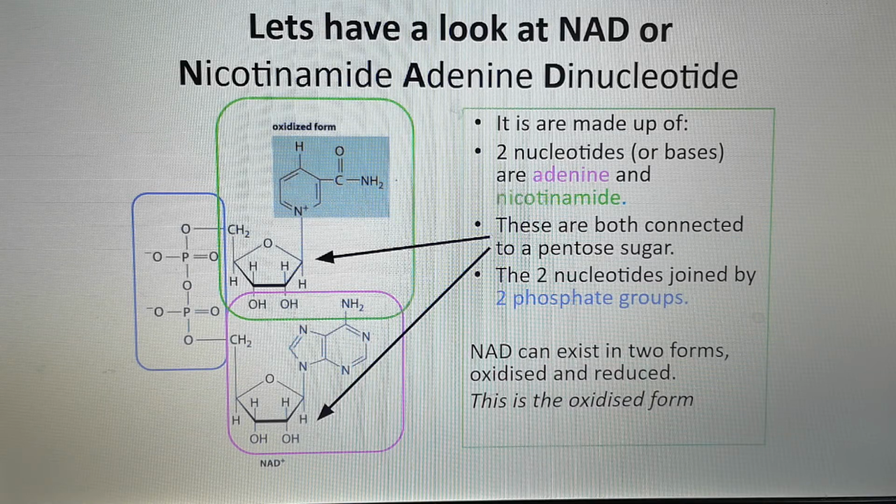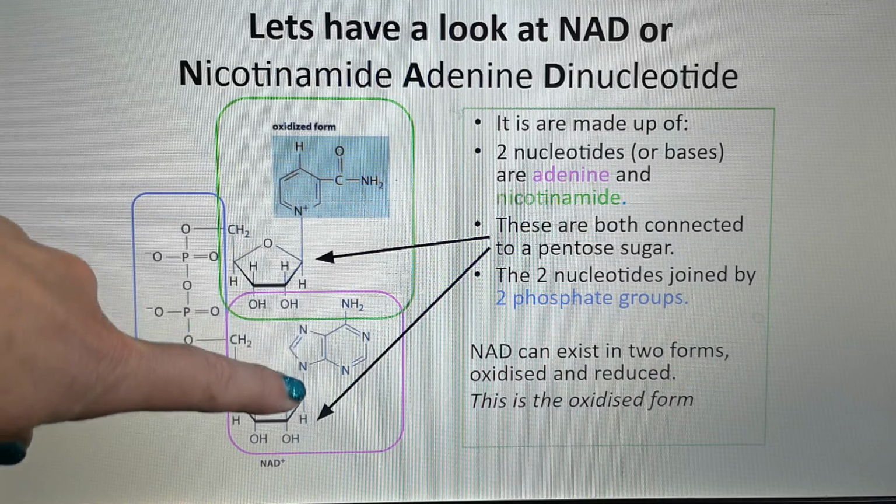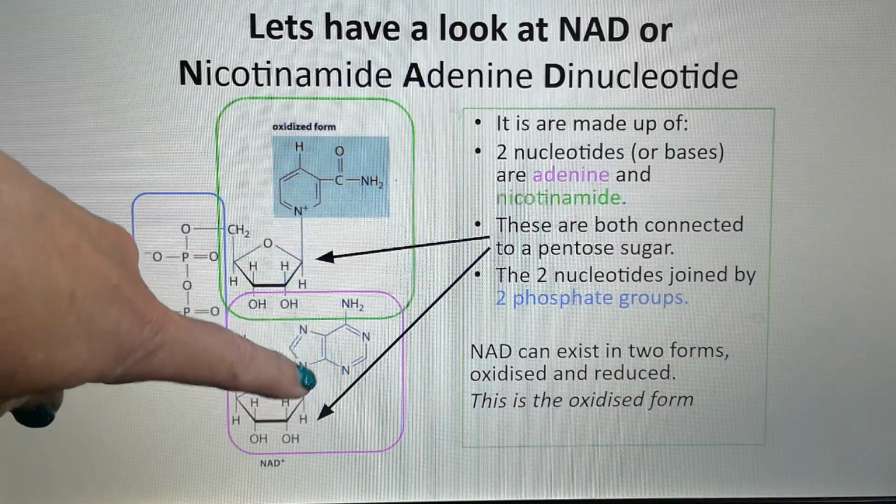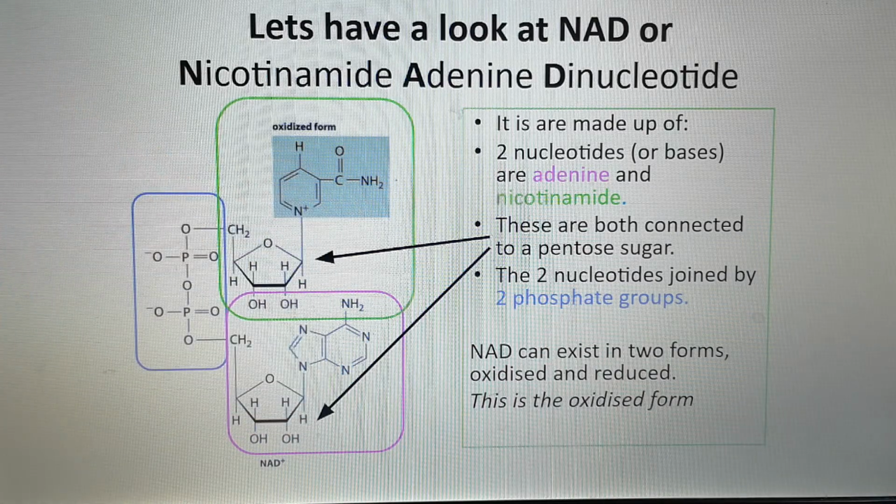Again, you don't need to worry too much about that. It's just for a little bit of background interest. Both of the nucleotides in this molecule are attached to a pentose sugar, as you can see from the arrows that I've put on the PowerPoint. And these two nucleotides are joined by the phosphate groups.